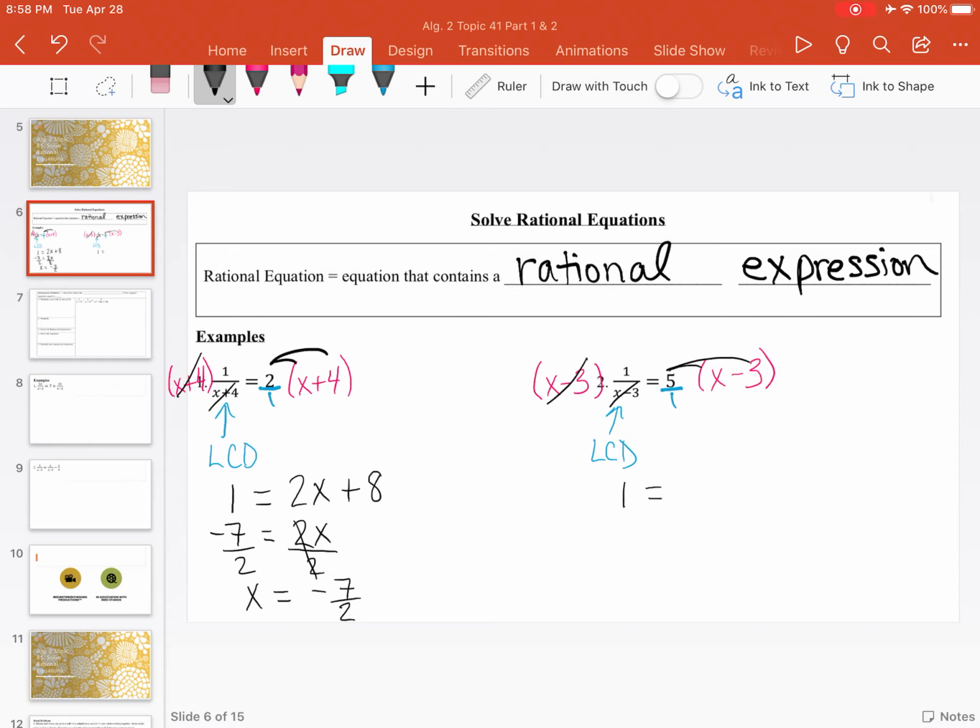Now 1 equals 5 times x minus 3. Again, apply the distributive property, so we get 5x minus 15. Now we can solve for x. Add 15 to both sides, get 16 equals 5x, divide both sides by 5, x equals 16/5. Perfect.